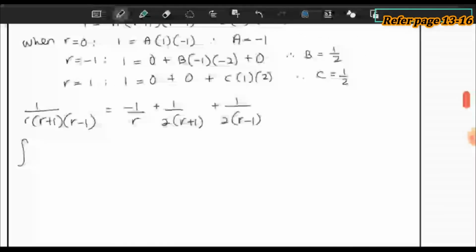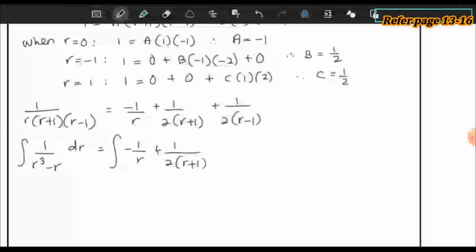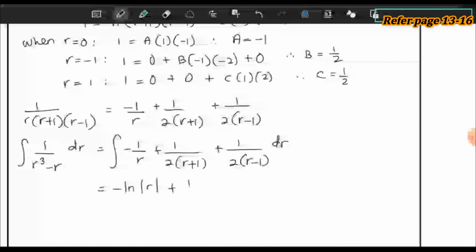So, the integration of 1/(r³ − r) dr equals the integration of −1/r + 1/(2(r + 1)) + 1/(2(r − 1)) dr. And we will get −ln|r| plus half ln|r + 1| plus half ln|r − 1| plus d.